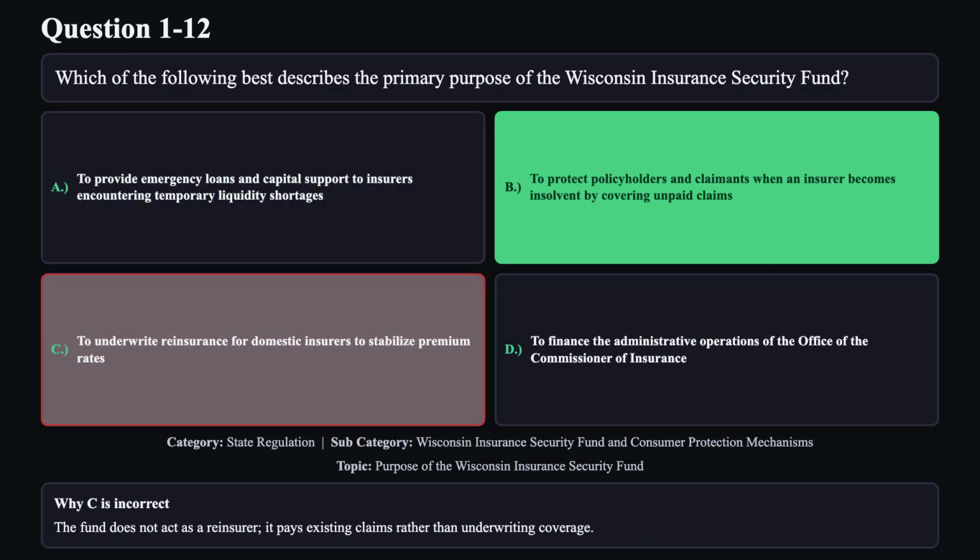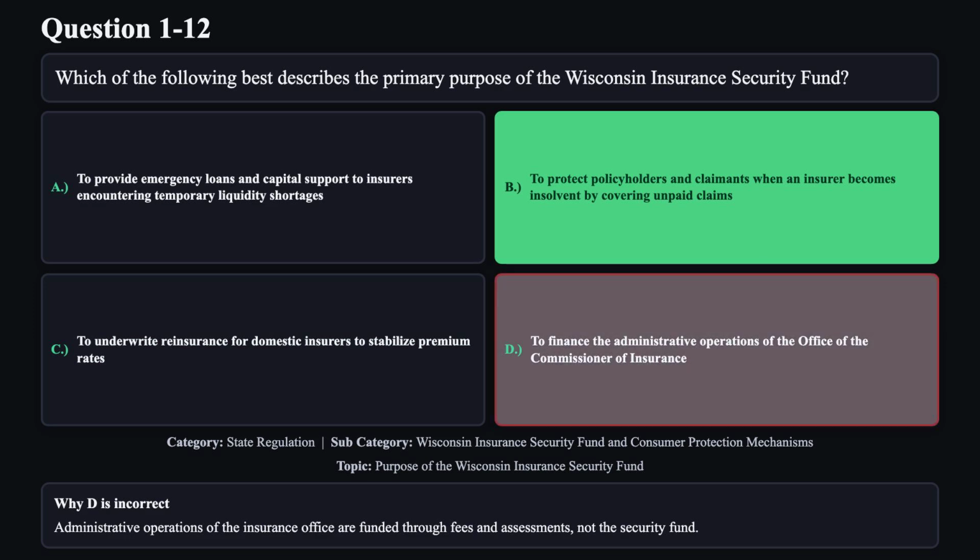Reason C is not correct. The fund does not act as a reinsurer. It pays existing claims rather than underwriting coverage. Reason D is not correct. Administrative operations of the insurance office are funded through fees and assessments, not the Security Fund.